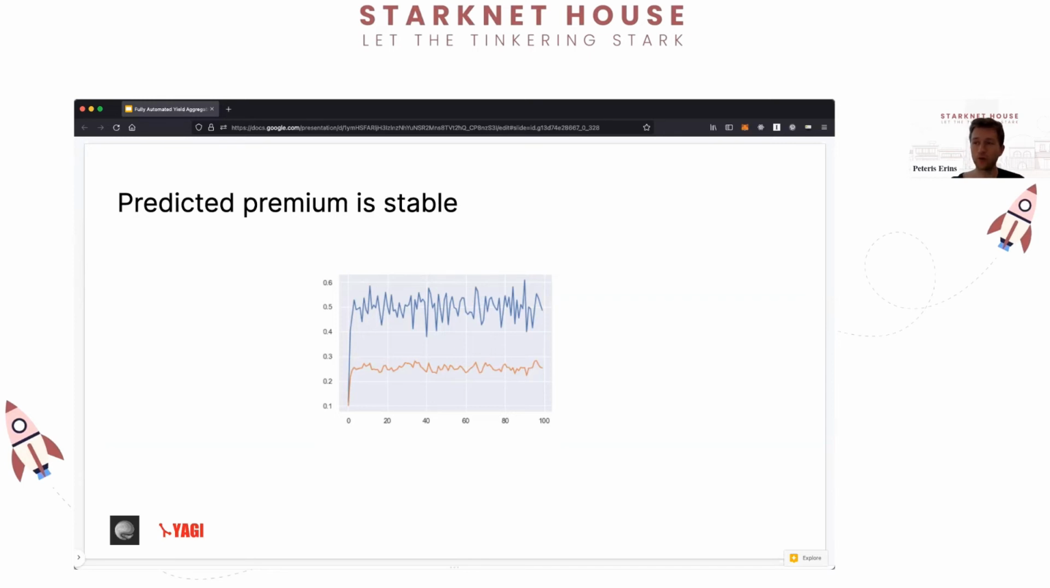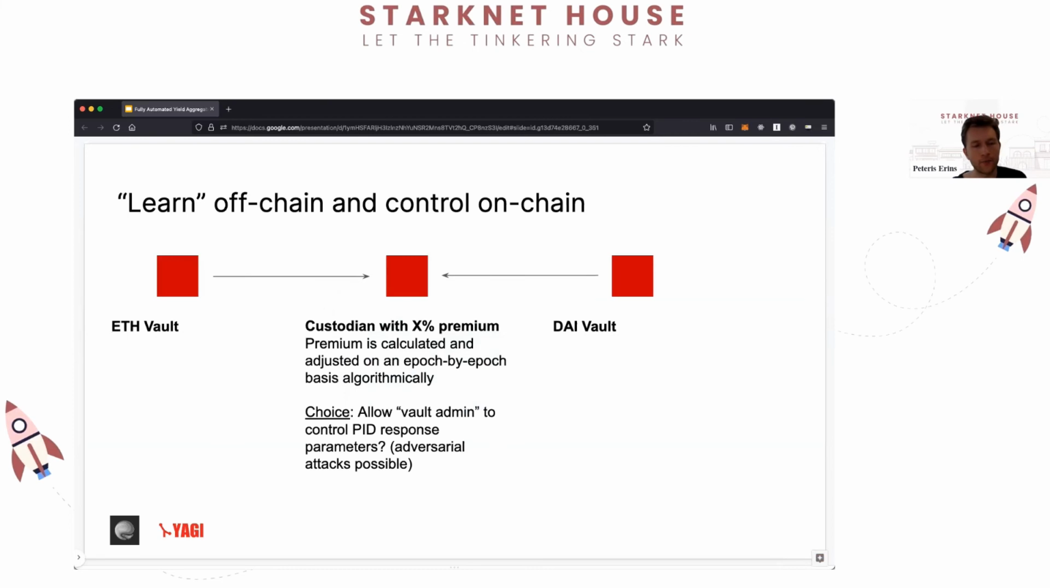So as an end result, if we put all this together, we should expect a vault where the predicted premium is stable, and people are encouraged to deposit the same amounts and hopefully have a high level of allocation, right? So the insight here is that we are learning off-chain and then controlling on-chain, right? We have this custodian, and the custodian is going to maintain this X% premium, and we're going to adjust it on an epoch by epoch basis, using just three simple storage terms for the PID controller.